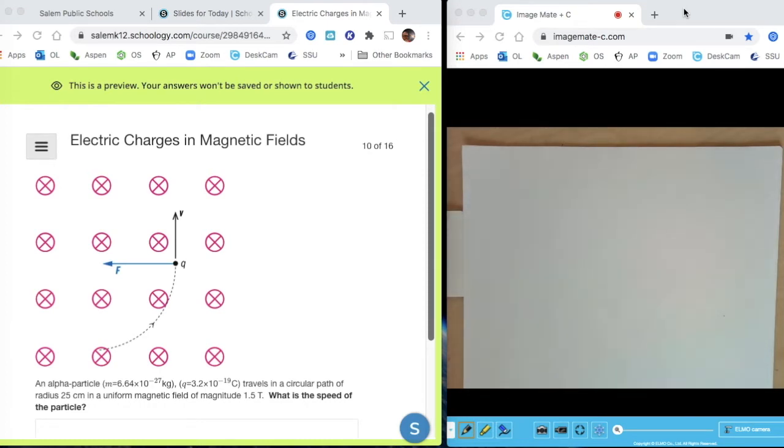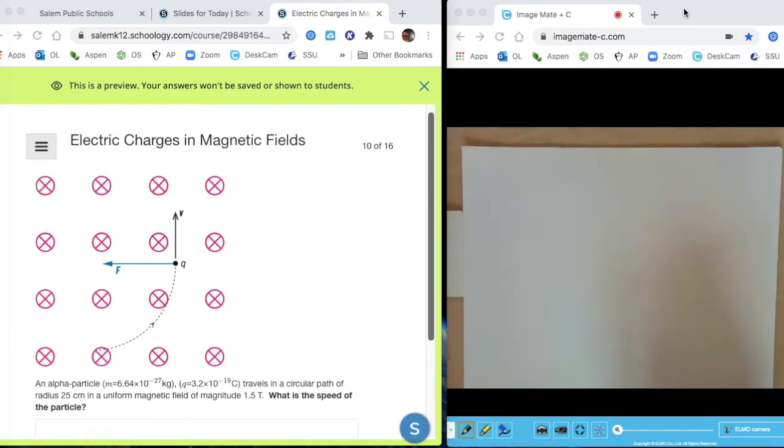Okay. So anyway, I'm going to start with number 10, just because the ones before this are mostly just right-hand rule stuff, right? So I'm going to start with the quantitative stuff. Number 10. I'm reading this here, and it says that an alpha particle in a magnetic field travels in a circular path. What is the speed of the particle?